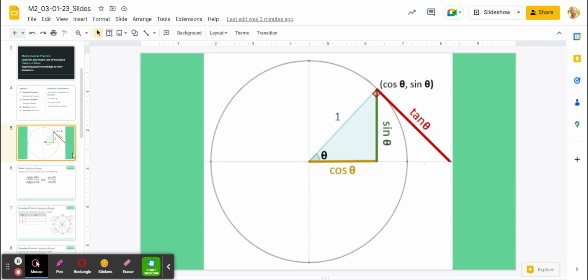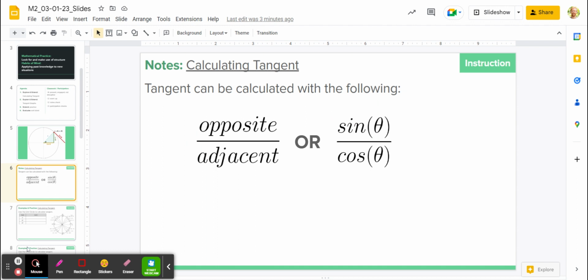And let's look at that. If we were to apply SOHCAHTOA back to this triangle, sine is our opposite side and cosine is our adjacent side. So it makes sense that in this case, using sine divided by cosine would work. So pause your screen, get these notes caught up, and then we'll move on.